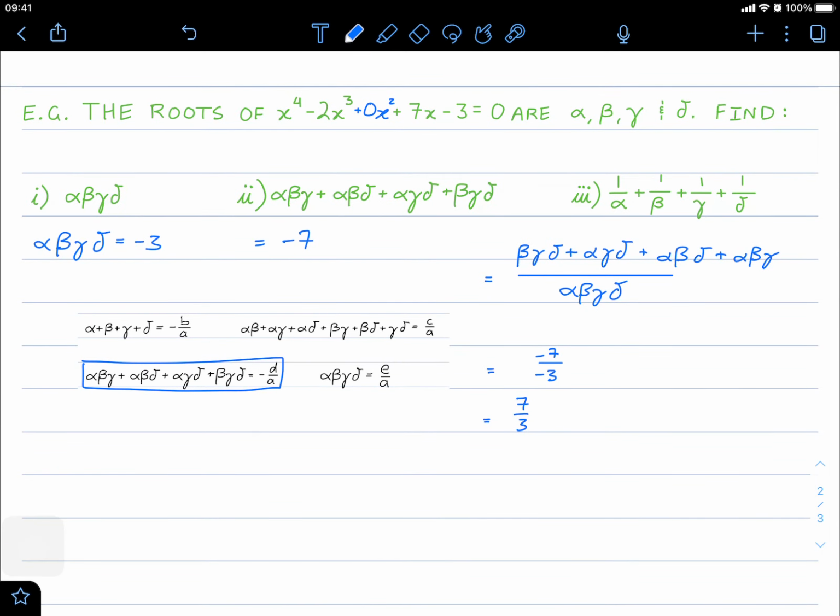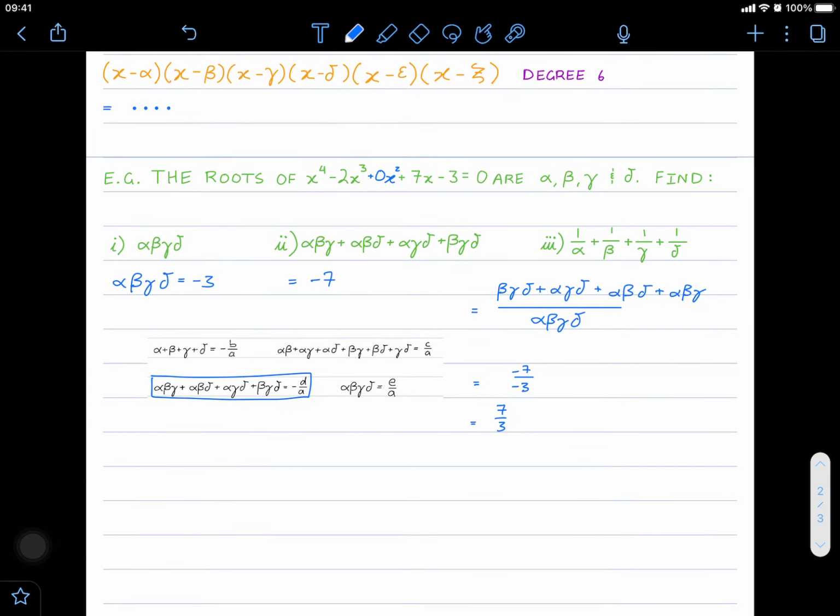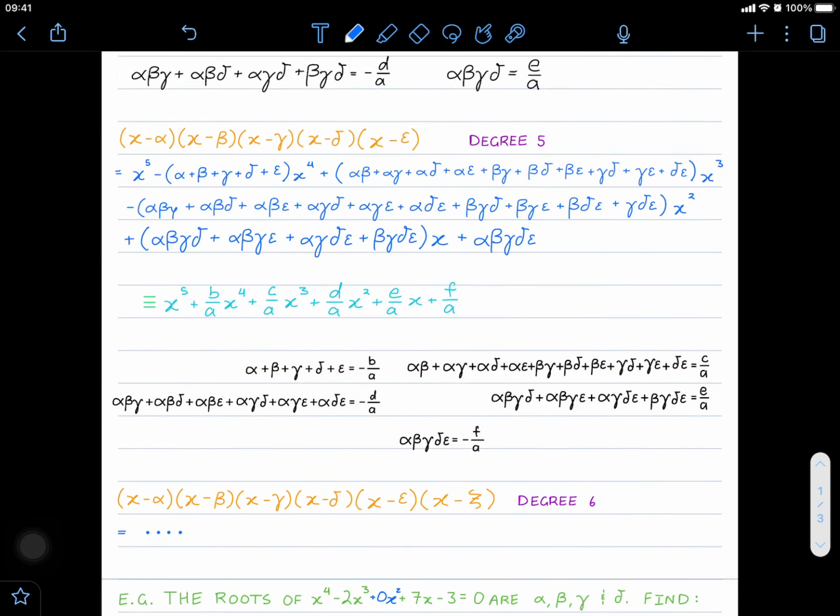And this is just a short example for the 4th degree. You can imagine this being applied to the 5th, 6th, 7th, or even 8th, whatever degree. So I hope that gave you an insight into the sum and product of roots.